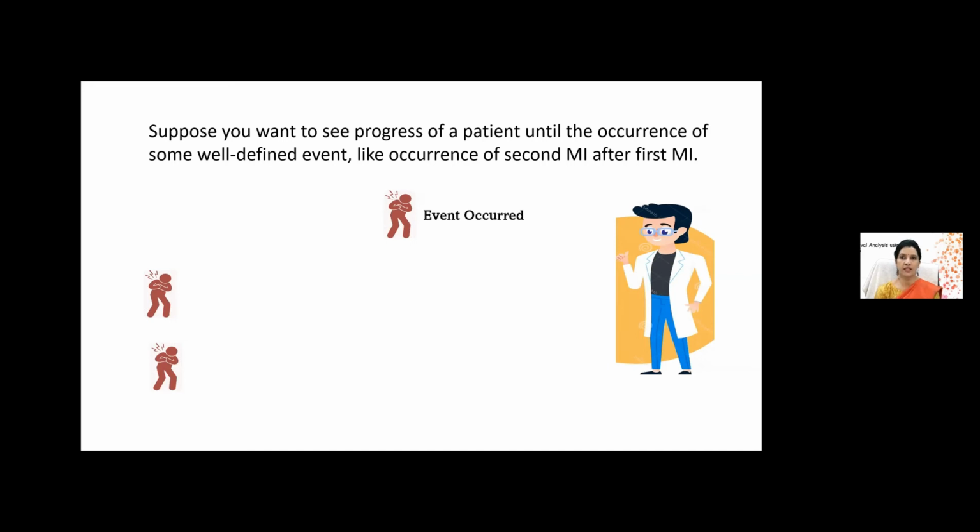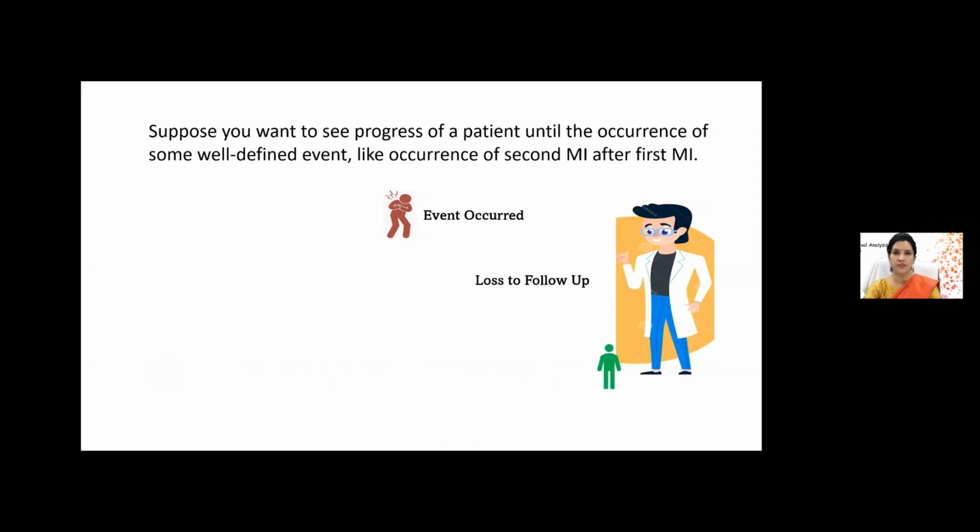So in the first case, can you see that the event has occurred? There is a recurrence of MI in the first case. In the second case, I don't know about the event. The person has said that he doesn't want to be a part of my study, so he is lost to follow up. Maybe he has migrated to some other area, or he has stopped coming to me. So I don't know about that person. That was the loss to follow up.